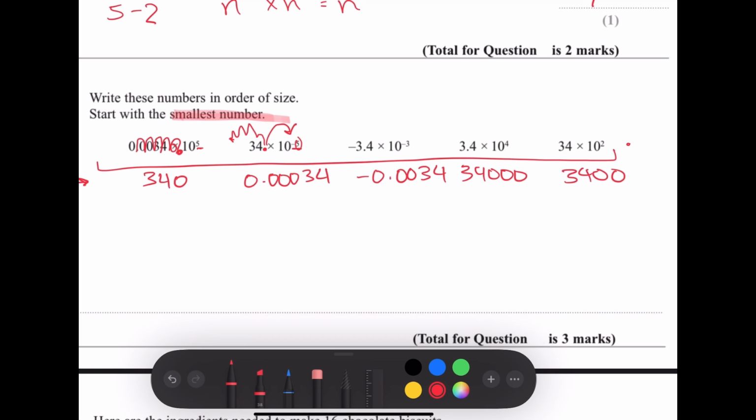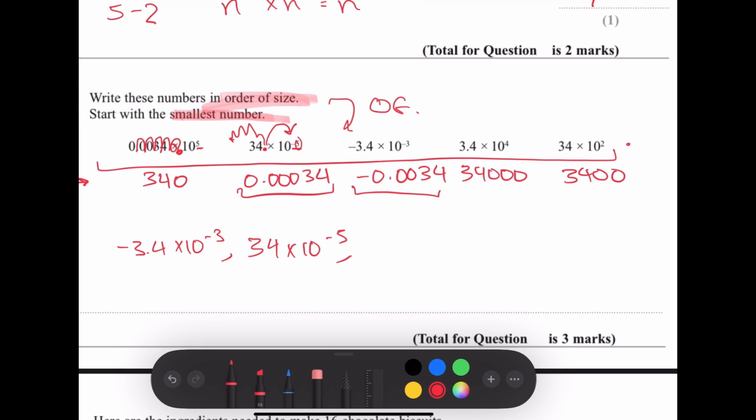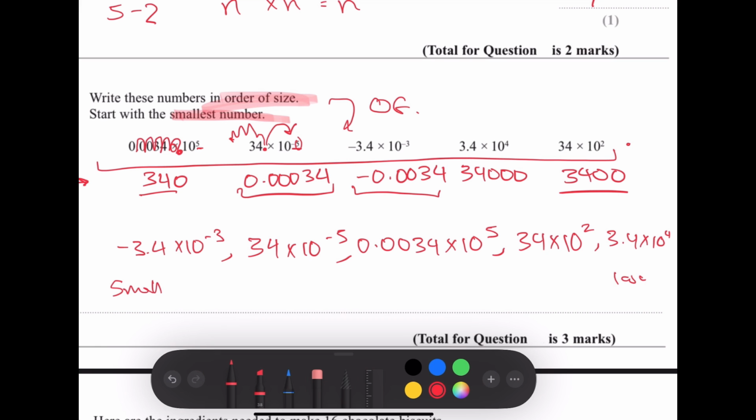Now we can see more easily which one's smallest and which one's the largest. However, when we write it in order, make sure that you always write it in its original format. We can see this is the smallest, so we'll start with this. The second smallest is this one over here, so put that next. And then it is 0.0034 times 10 to the power of 5. And then it's 34 times 10 to the power of 2. And then 3.4 times 10 to the power of 4. This is smallest to largest.